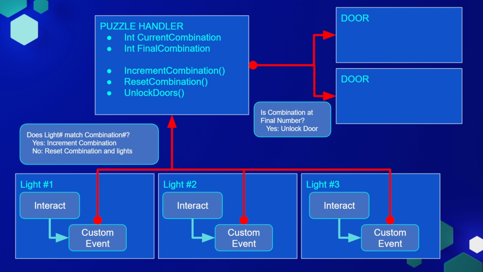When the player interacts with one of the lights, I want the puzzle handler to check if it's the current light in the sequence. If it is, we'll increment the combination, and if it's not, we'll reset the combination and the lights. This means the player will need to interact with them in order to continue to increment the combination. Once the final combination number is met, we'll unlock the doors.